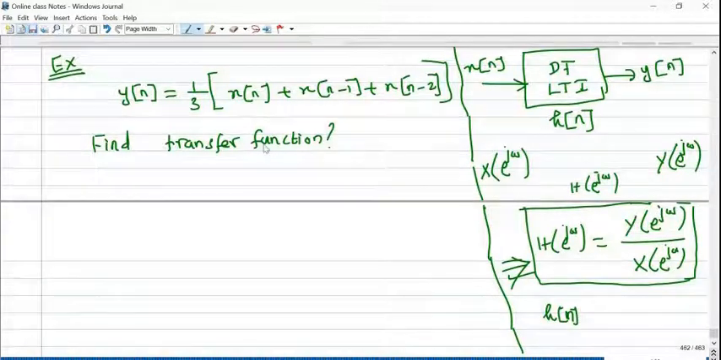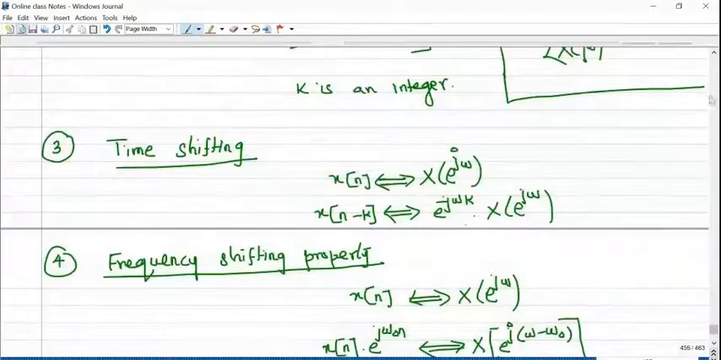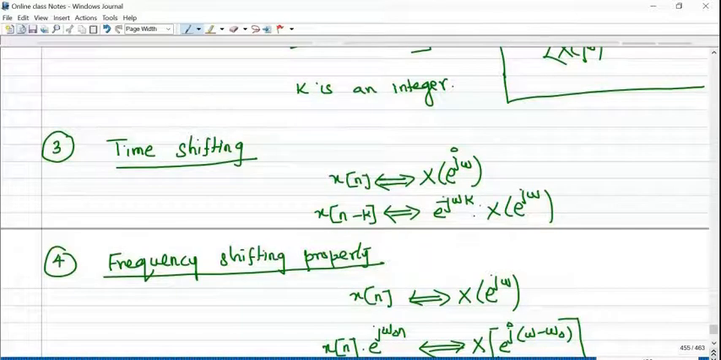So at this step, we are going to use a property. What property? The time shifting property. In DTFT, the time shifting property: x of n minus k corresponds to e power minus j omega k times x of e power j omega. This property we are going to use now.